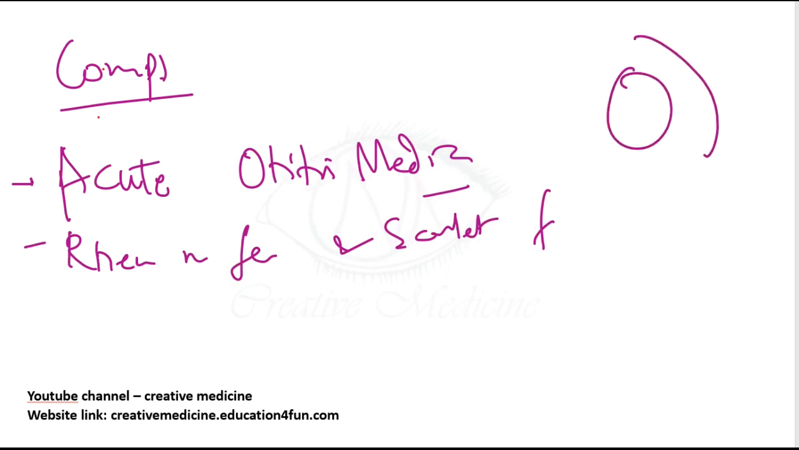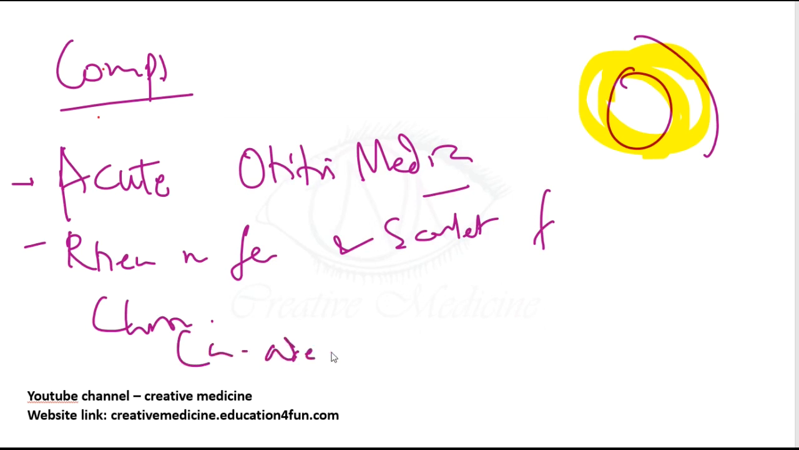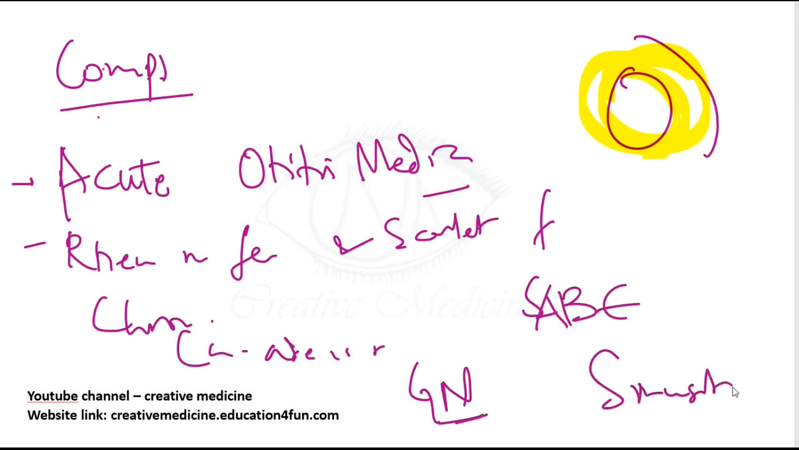The abscess can be found around the tonsil, then it is called a peritonsillar abscess or parapharyngeal abscess. It can also cause a cervical abscess. Tonsillitis can progress to chronic tonsillitis, or to chronic adenotonsillar hypertrophy. You can also see glomerulonephritis, subacute bacterial endocarditis, and the patient can also develop sinusitis. So all these are the complications of tonsillitis.